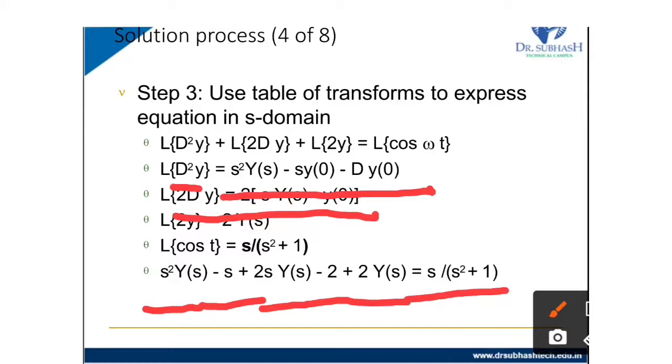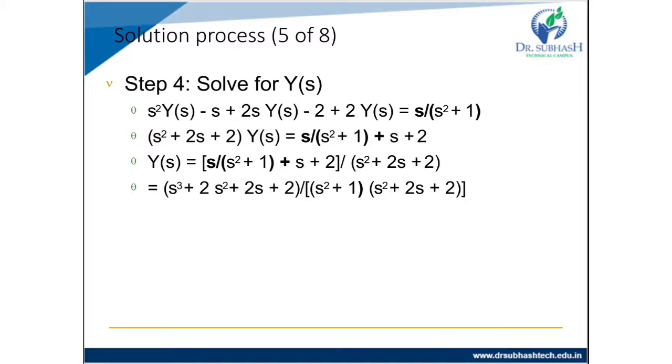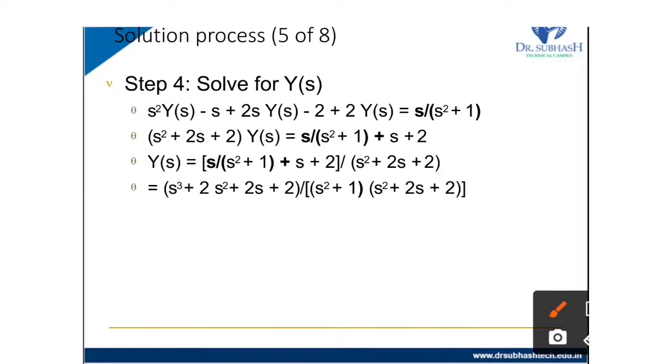So whatever s square term, s term, will be compared with the right side. Now solve for Y(s), step 4. So it is s square Y(s) minus s plus 2s Y(s) minus 2 plus 2 Y(s) equal to s upon s square plus 1. Now we have to take Y(s) common, so it is s square, 2s and 2. So it is (s square plus 2s plus 2) Y(s) equal to s upon s square plus 1.